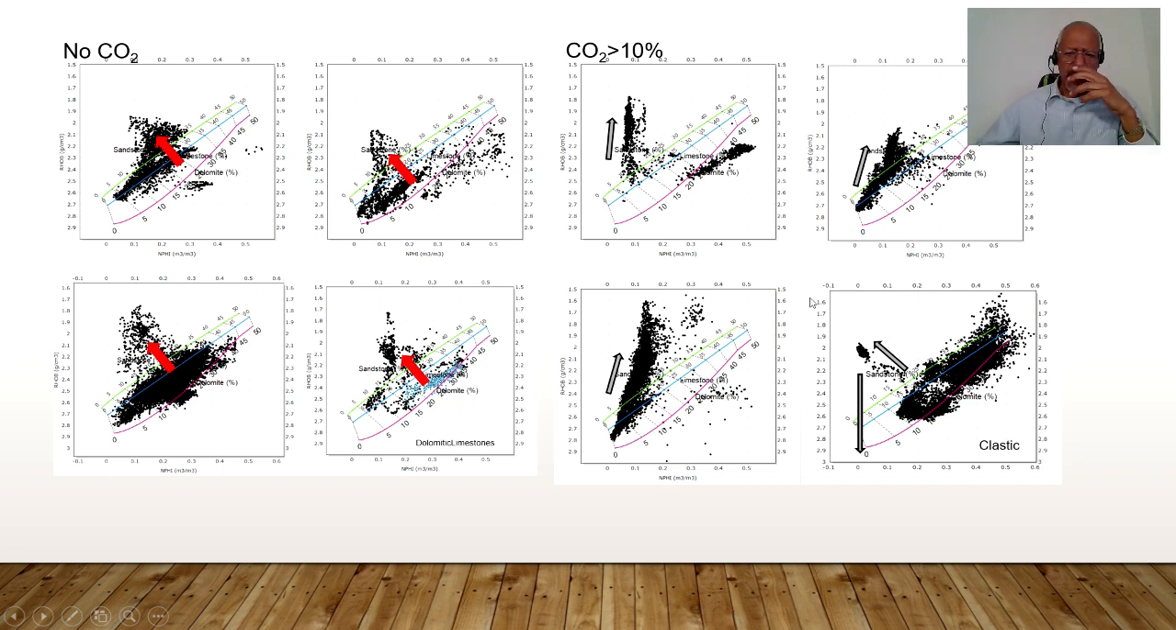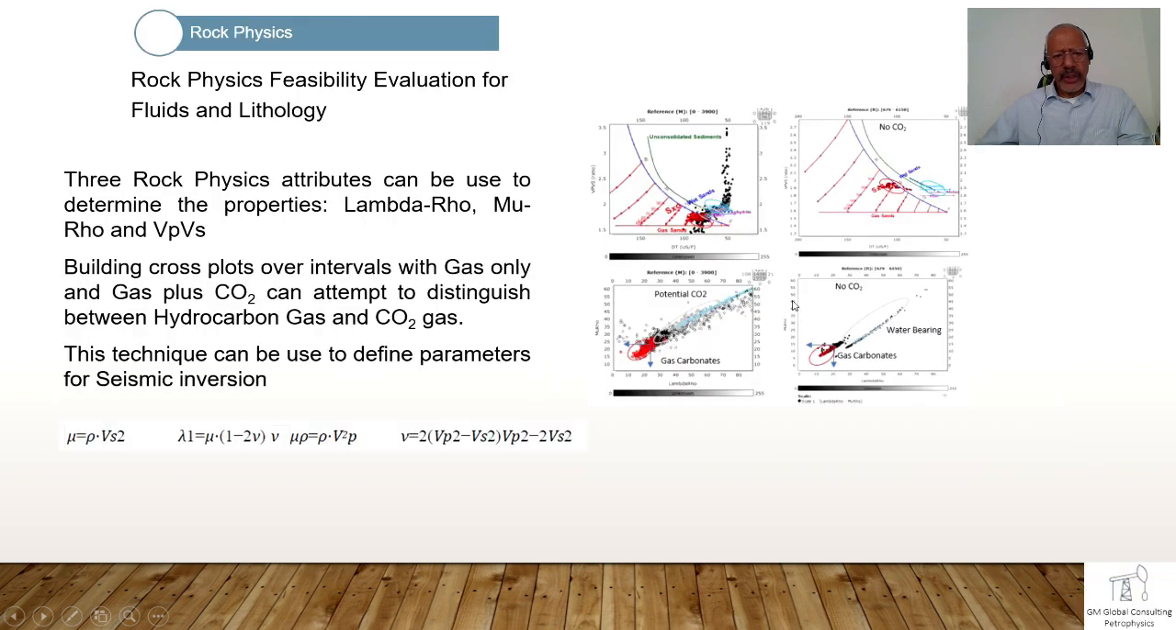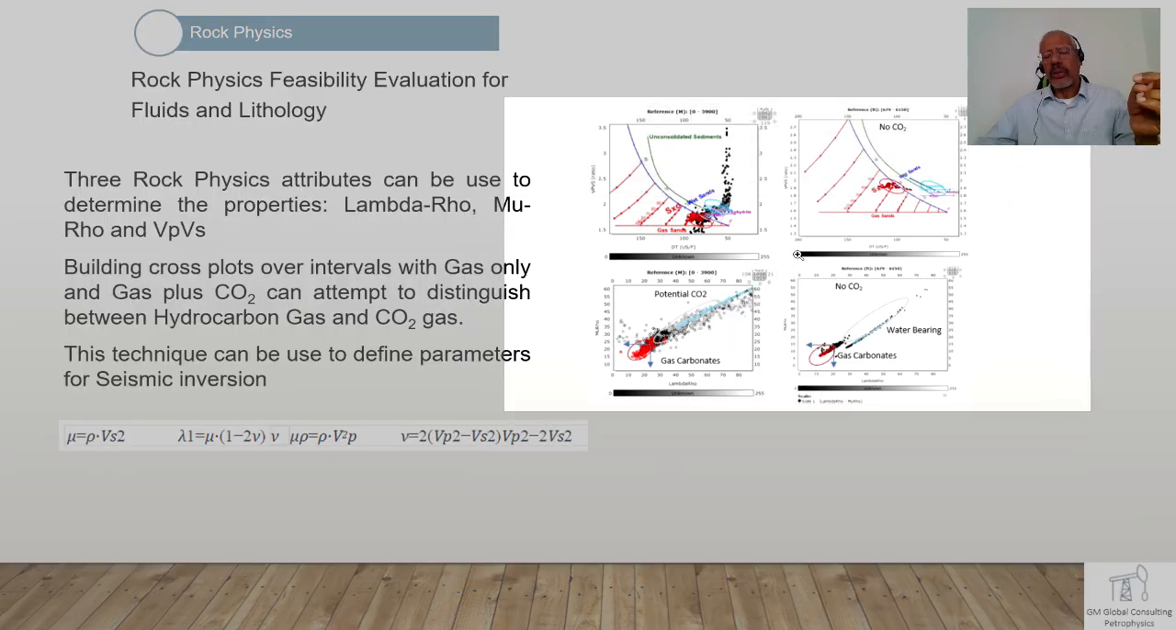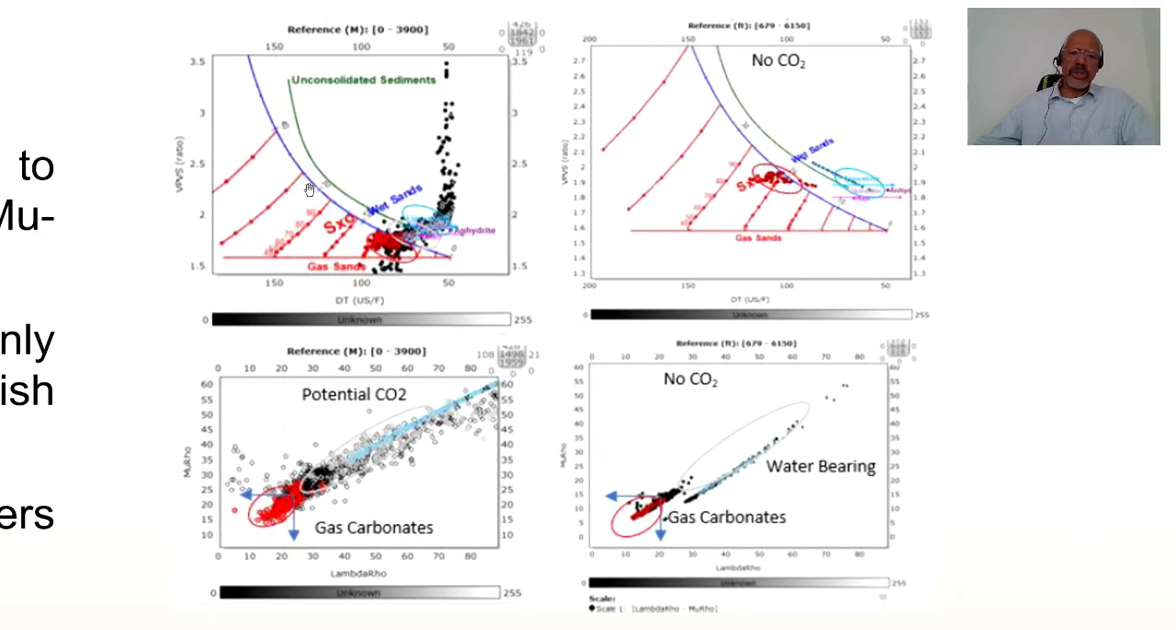Going beyond this, I went to the rock physics. Three rock physics attributes can be used to determine the properties: lambda rho, mu rho, and VPVS. So by analyzing the plots, let's zoom in on these plots to check what is happening here. Here we have the plot coming from the well that has potential CO2, and this well doesn't have any CO2.